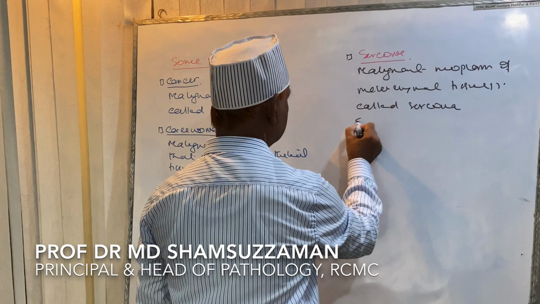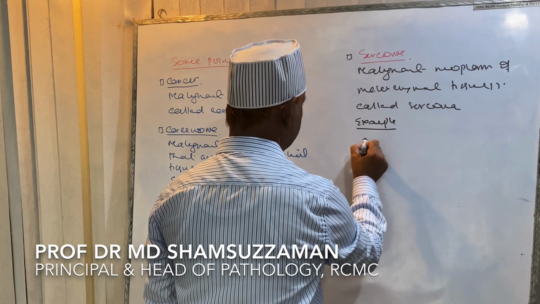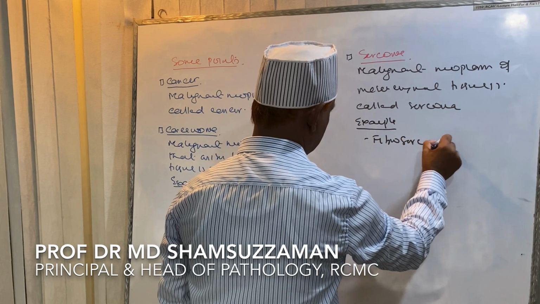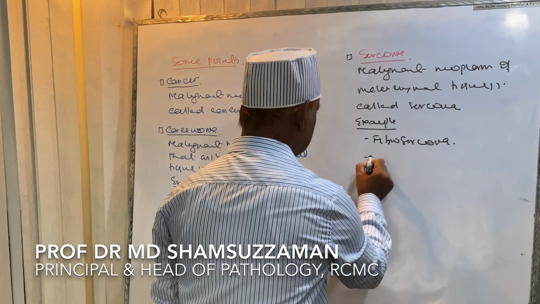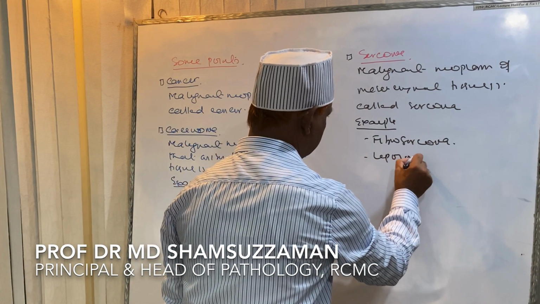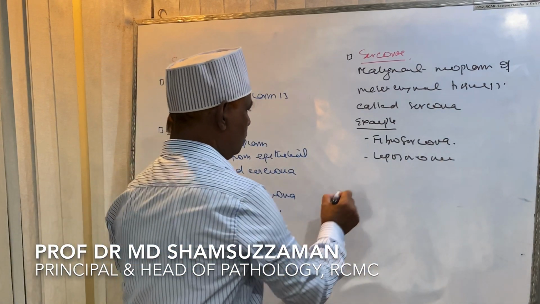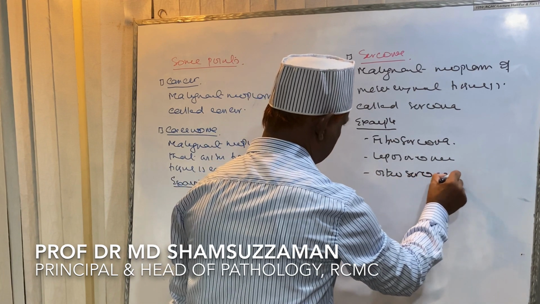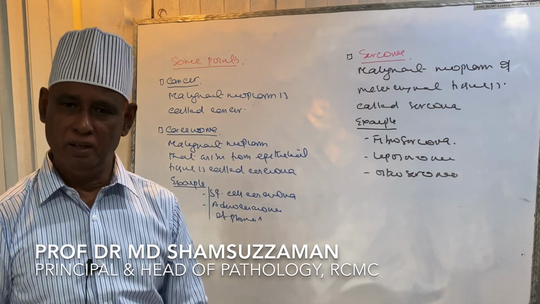Example of sarcoma: fibrosarcoma, malignant tumor of fibroblast; liposarcoma, malignant tumor of adipose tissue; osteosarcoma or osteogenic sarcoma, malignant tumor of bone forming cell.